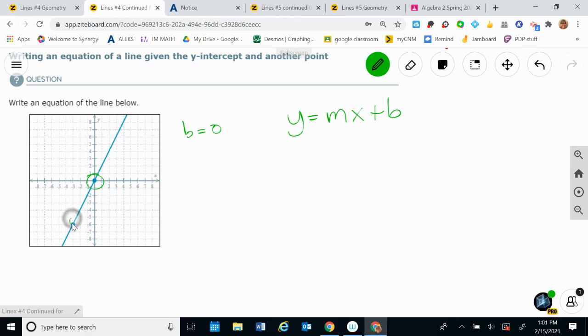So let's count. 1, 2, 3, 4, 5, 6. We went up 6, and then we went over 1, 2, 3. Positive 3. We went up in the positive direction. Little man is climbing. So you get 6 over 3, which is 2. So slope is 2. And then just write your line. Plus 0. Do you need the plus 0? No, that's silly. Don't do that. Just y is equal to 2x.